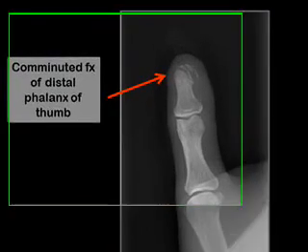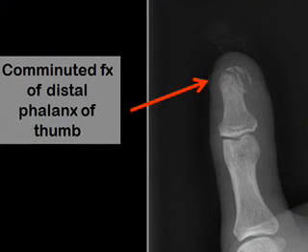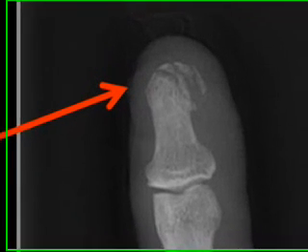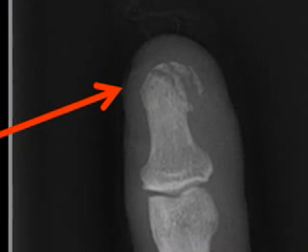This is an example of a comminuted fracture of the terminal phalanx of the thumb. You can clearly see that it is comminuted in nature.